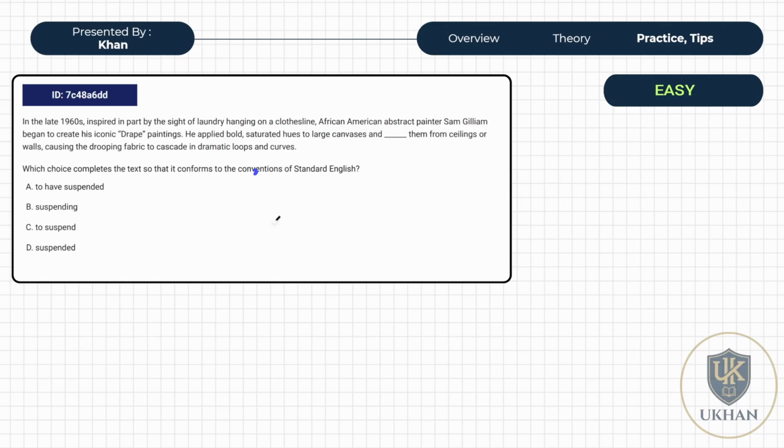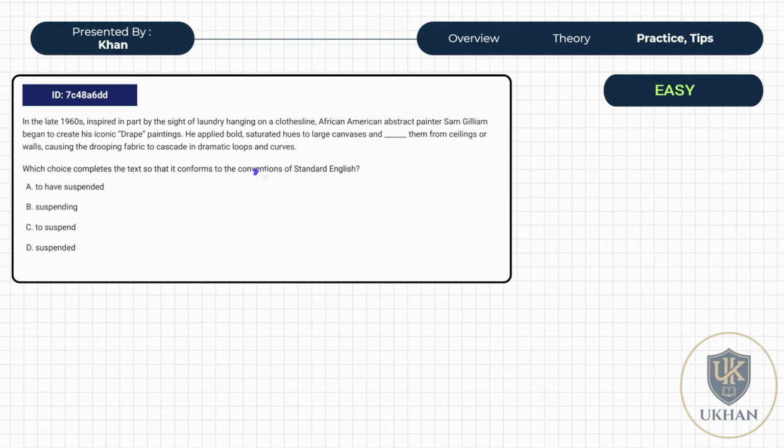So the choices give us to have suspended, suspending, to suspend, and suspended. These are different verb forms. They're called infinitives, a participle, and a past tense verb, right? So this is a finite versus non-finite question. Essentially, the key element is the word and is creating a parallel structure here, okay? So he applied and blank. Whatever comes after and needs to match the form of applied. Applied is a past tense finite verb, so the blank also needs to have a past tense finite verb.